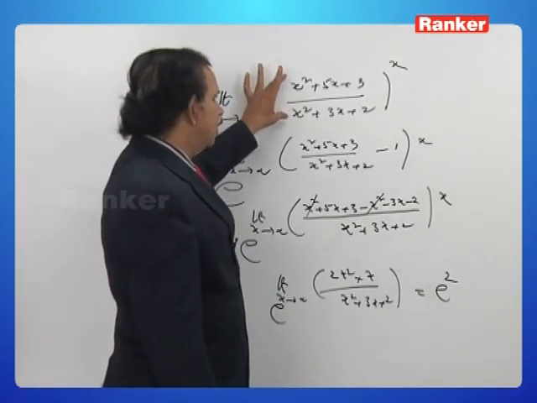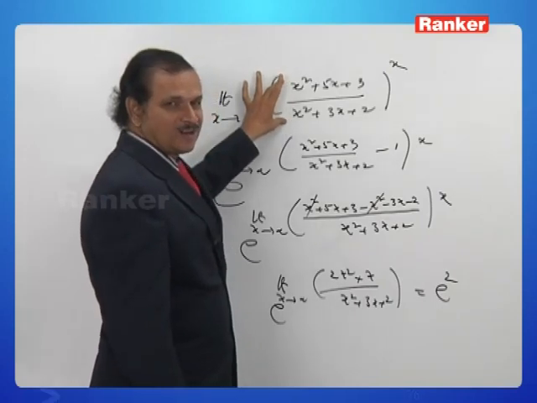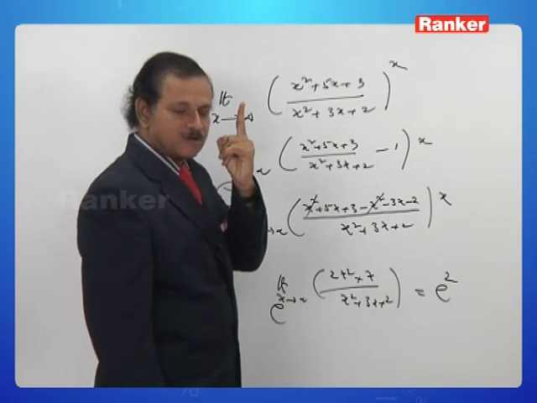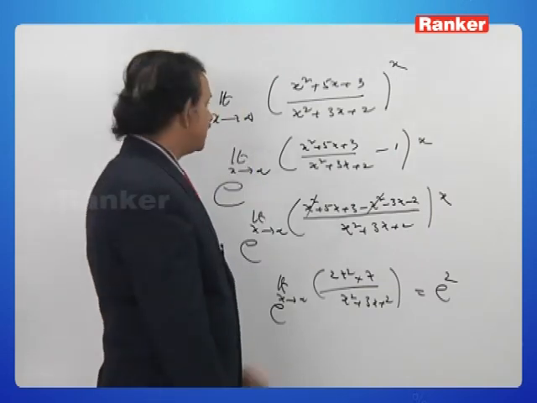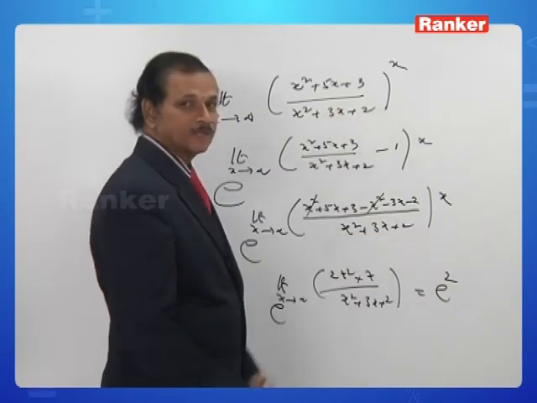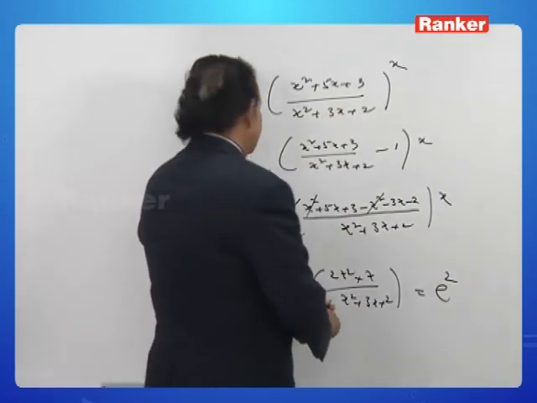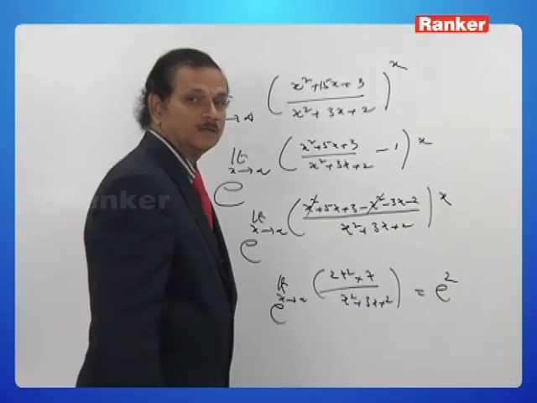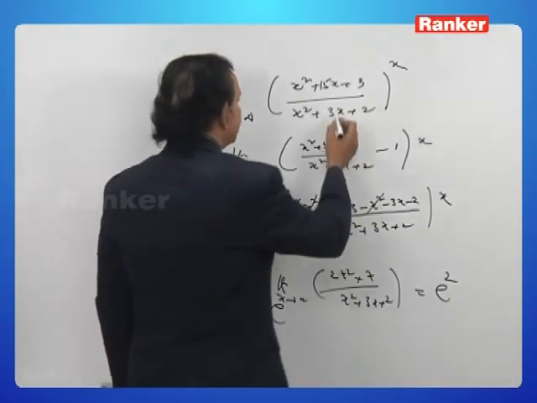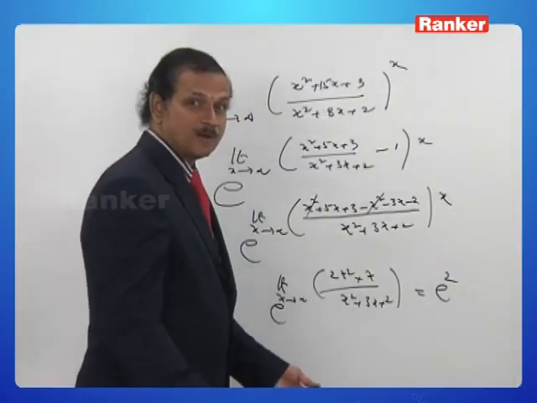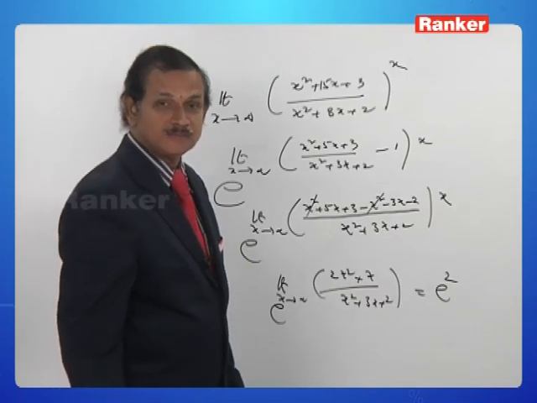If both numerator and denominator are quadratic expressions with leading coefficient 1, that is the coefficient of x square is 1, the answer will be 5 minus 3 is 2, e square. Now you tell me, this is 15 and this is 3. Tell me the answer. e power 12. This is 8 and this is 1. Tell me the answer. e power 7.